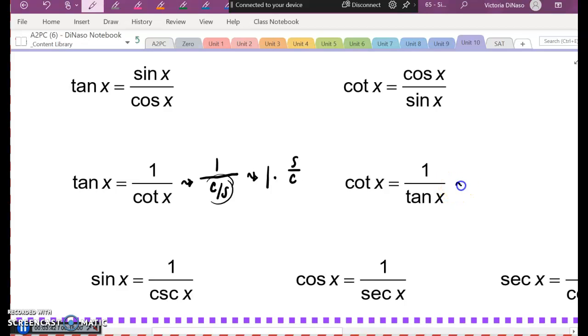So I'm going to change this. We have 1 divided by tangent, which is sine over cosine. The way that fractions work, we keep the numerator and we flip the denominator. Cosine divided by sine equals cotangent. So this is just me proving to you that cotangent is the same as 1 over tangent and tangent is the same as 1 over cotangent. Okay, just one extra thing.